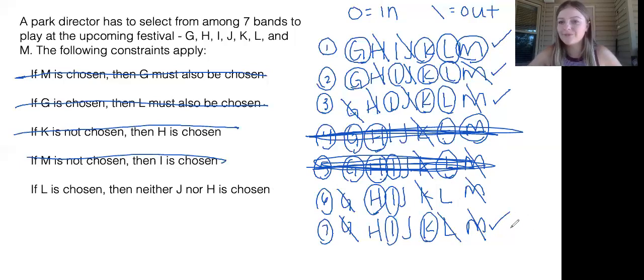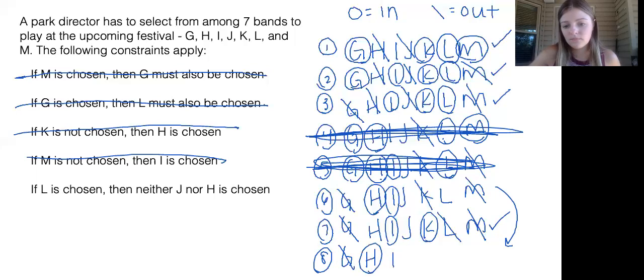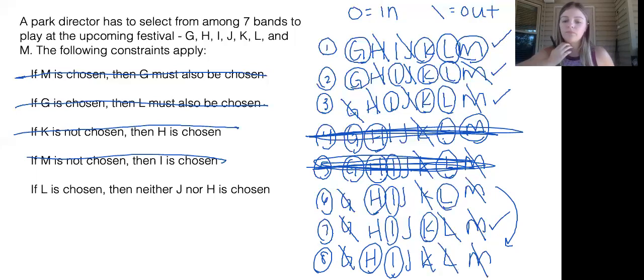Okay, last world. World number 6, do we know where L is? We don't because it's not circled or slashed. So we're going to create another world. And we're going to circle one and we're going to slash the other.